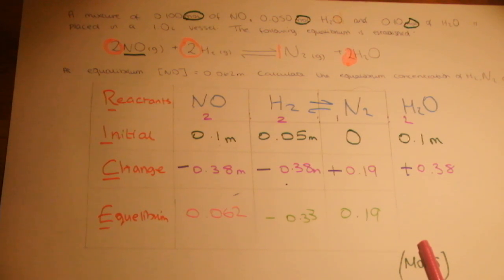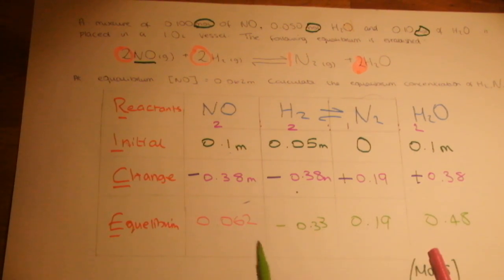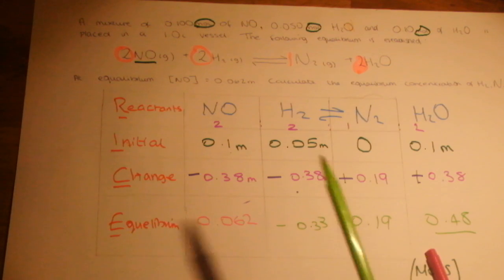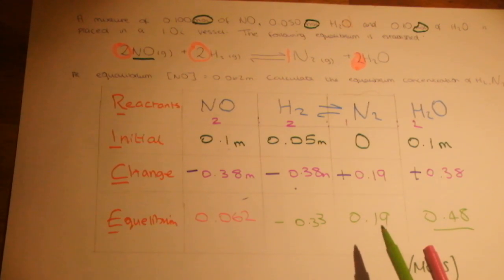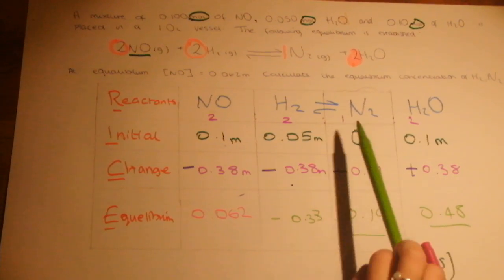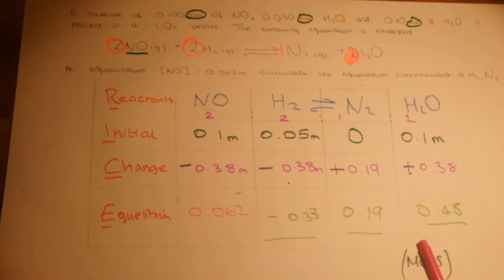And then we do the same for the last one, which is 0.1 plus 0.038, and that equals 0.138. So we've got our concentration of H2O, which is this one. We've got our concentration of, well actually this is the concentration of 0.019, which is N2, and we've got our concentration of hydrogen at the end point, and then you've got your answer.